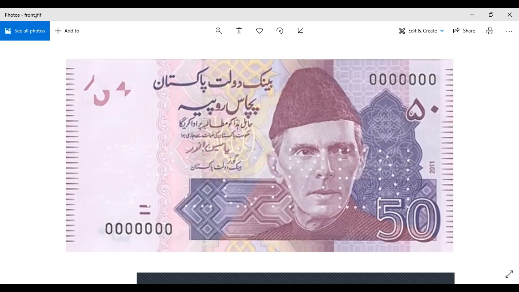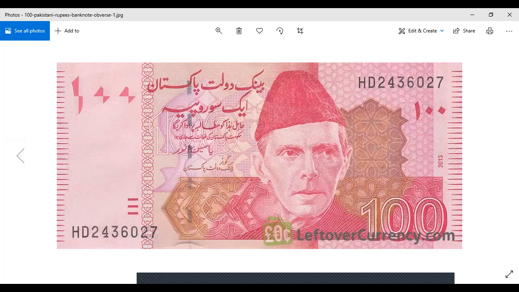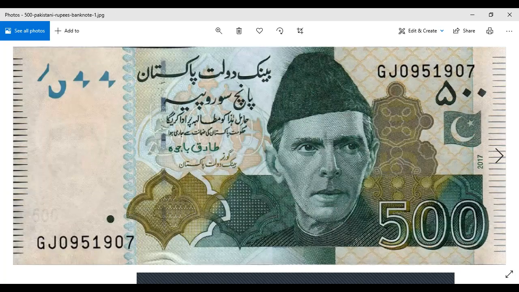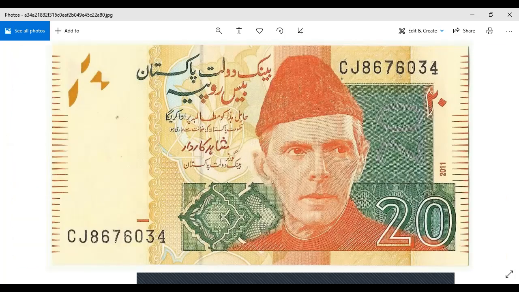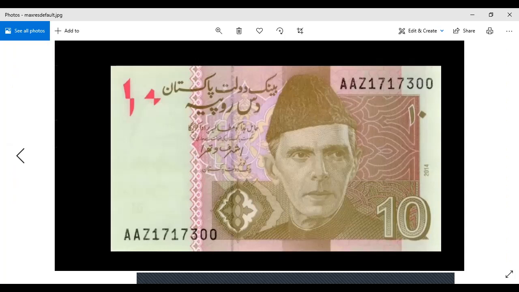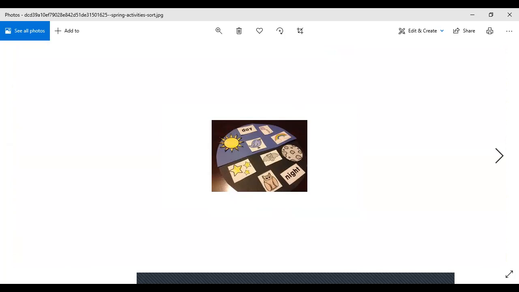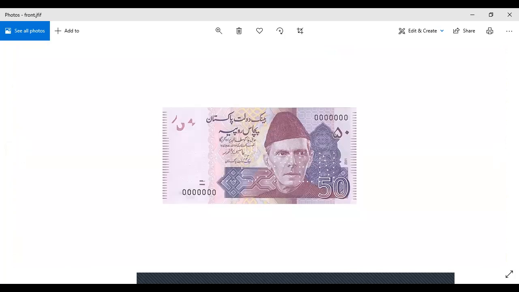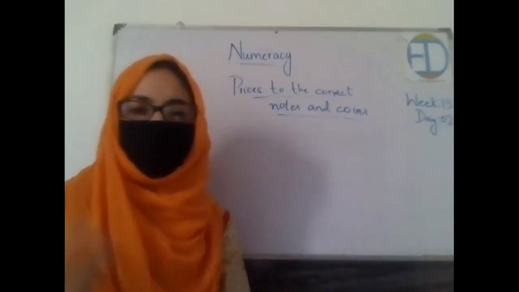If you have noticed, on every note the year is also written, showing in which year the note was printed. See over here, this is printed 2011. The previous one was printed in 2013. Let's look at the previous one. This was printed in 2017, then 2011, and then this belongs to 2014, right? So different notes belong to different years as well. So we have revised the notes as well.